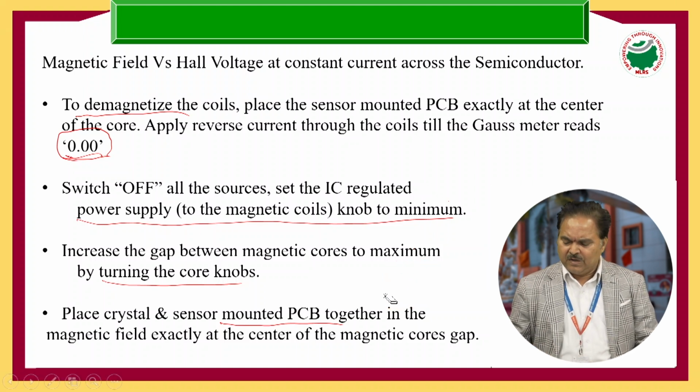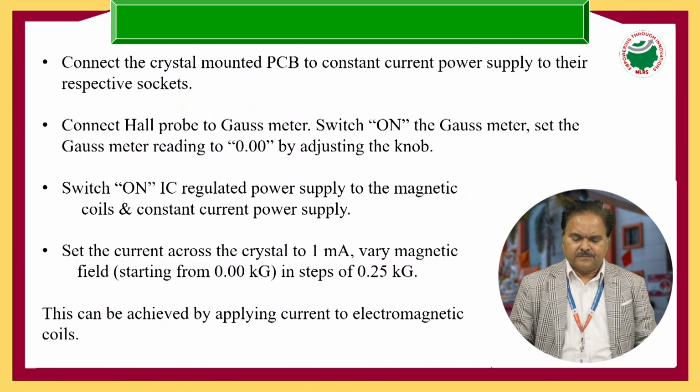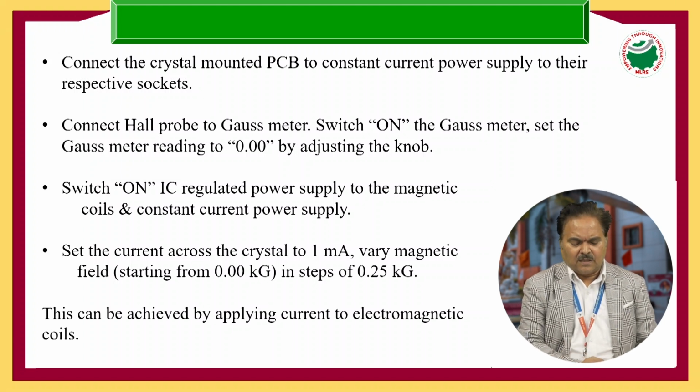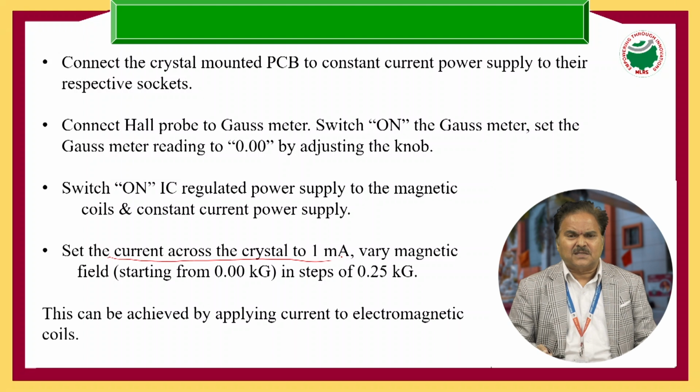Then what are the steps we have to follow? So now we have to switch on all the meters: the gaussmeter, power supply, voltmeter, and ammeter. All these four meters we have to switch on. The gaussmeter we already adjusted to zero. Then initially you change the current, a small current, across the crystal, that means the sample.